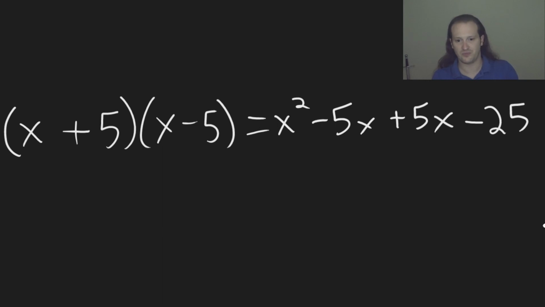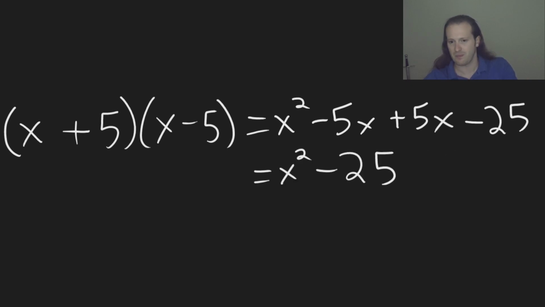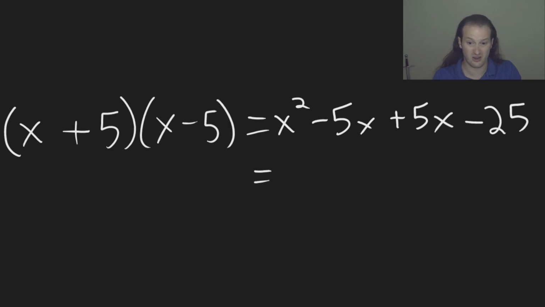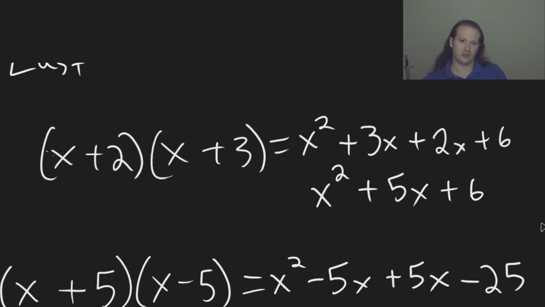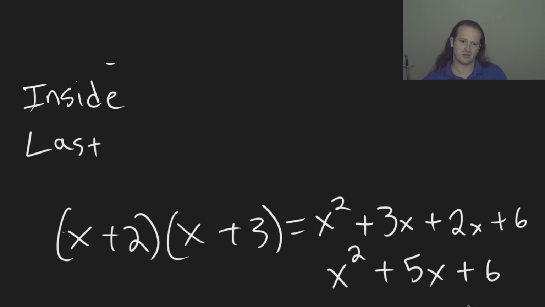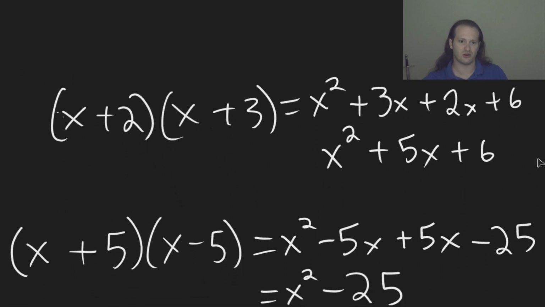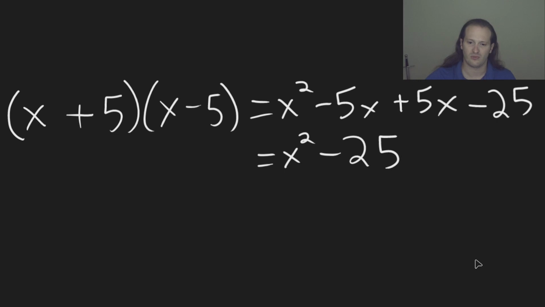Let's combine like terms. And it's usually the linear term, so it's minus 5x plus 5x. That means there's no x's in the middle. Okay, so those cancel out. x squared minus 25. That's kind of weird. Normally when we do these, we have a linear term left over. Here we have a case in which the linear term goes away.